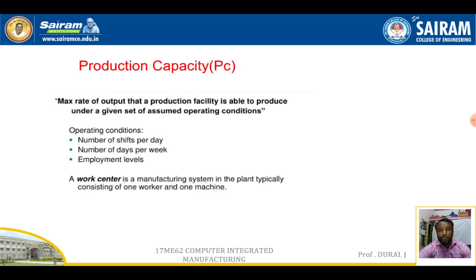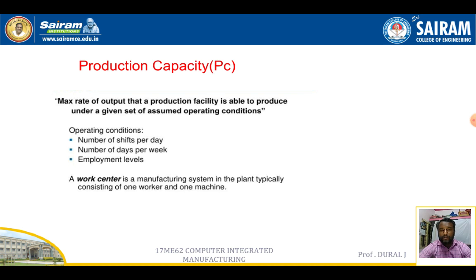Then comes the production capacity. Production capacity measures how much material can be produced in the industry per week, per month, or per year. So it is called production capacity: the maximum rate of output that a production facility is able to produce under a given set of assumed operating conditions. So this is about the production condition.